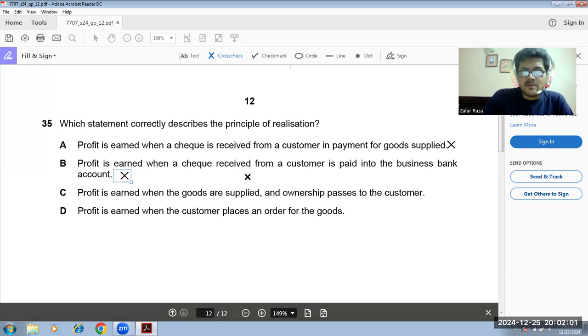Profit is earned when the goods are supplied and ownership passes to the customer. Yes, when ownership is passed. This is the answer. Profit is earned when a customer places an order? No. Only when the ownership of the goods is transferred from the seller to the buyer, we realize the profit, whether we have received the price or not.